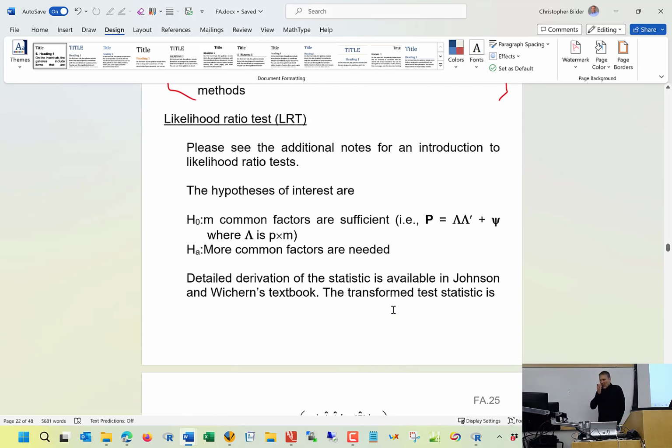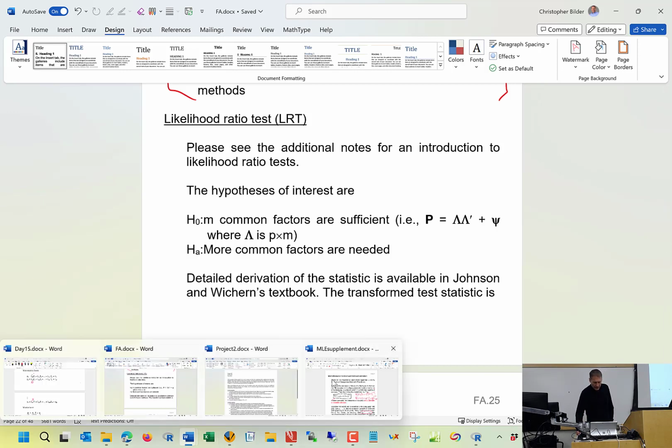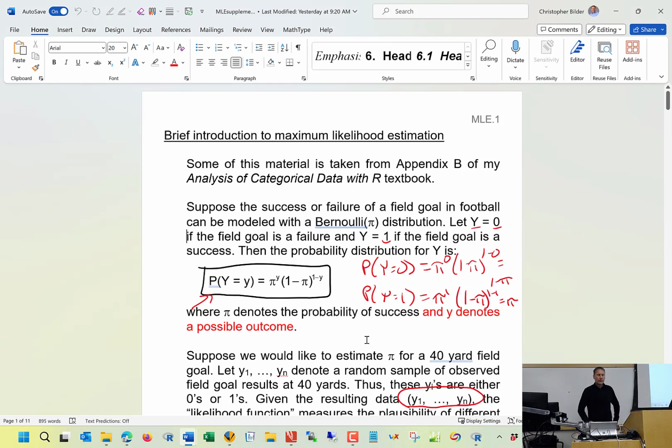Okay. One commonly used tool, when one has a likelihood function, uses maximum likelihood estimation, and wants to make decisions about a model, across a variety of different applications, not just factor analysis, is something called a likelihood ratio test. In my additional maximum likelihood estimation notes, I have a brief introduction to likelihood ratio tests. I wouldn't be surprised if some of you have seen it before, while others have not.